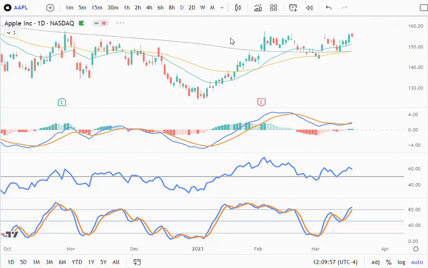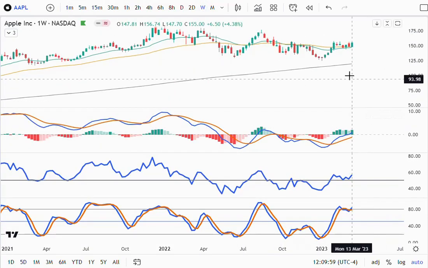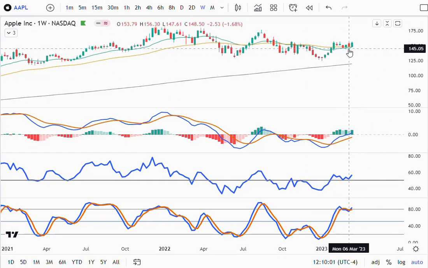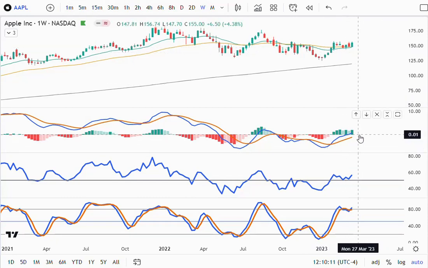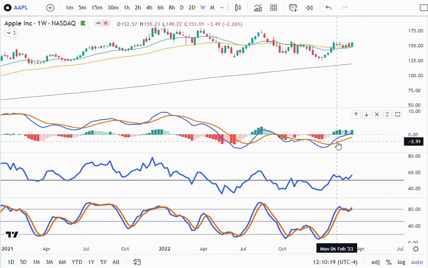If I quickly have a look at the weekly chart, you can see that the last few weeks it's been consolidating around the weekly 20 and 50 EMA, and it bounced nicely this week. You can see MACD is crossing above the zero line. This would be a big deal if it can completely cross above the zero line, but it's moving higher. That shows that the weekly momentum is up.